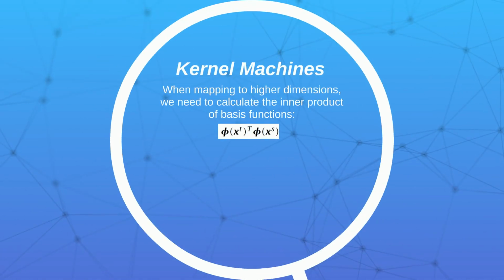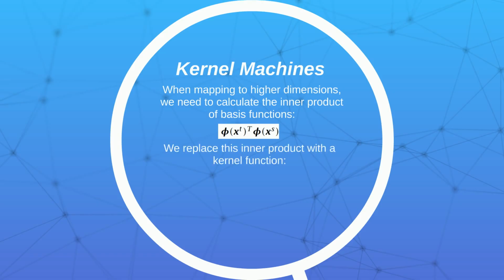Alright, so now we move on to the kernel machine. The idea in kernel machines is to replace a complicated inner product between some of our basis functions with a simpler kernel function. So again, remember the goal is to solve a nonlinear problem by mapping it to a higher dimensional space. During that mapping, we're going to run into this inner product of basis functions.